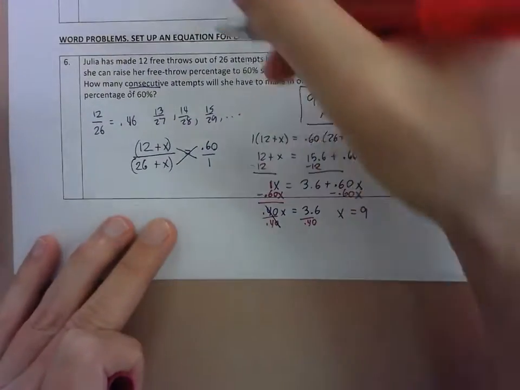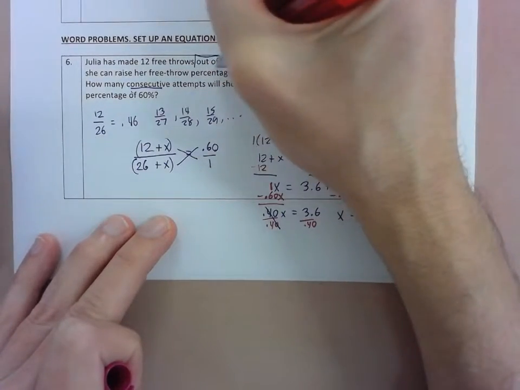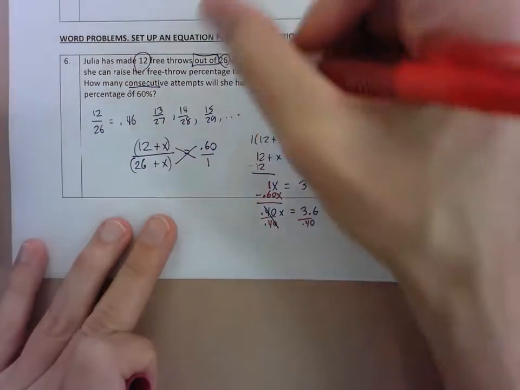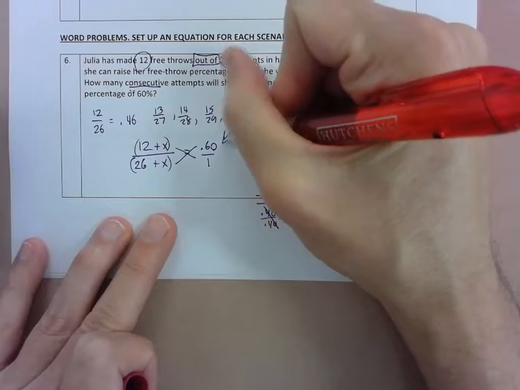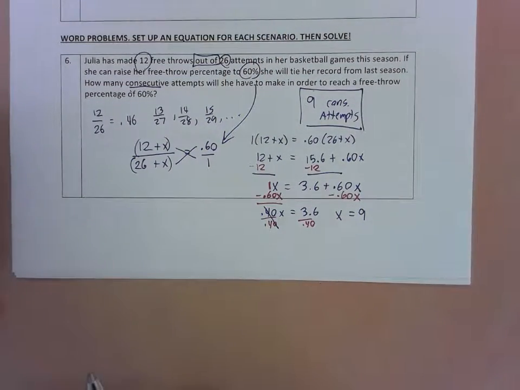So just keep in mind that when it's one of these "out of" problems, that is going to be division, okay? So 12 out of 26 is going to be out of 60%. You can just write that as 0.6. And that's the main idea here. We want to get that up to 60%.